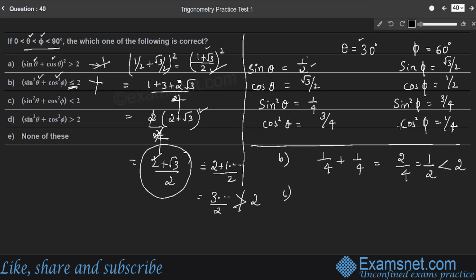Consider option C. Sin square theta plus cos square pi. Again the same: sin square theta is 1 by 4 plus cos square pi is 1 by 4, which is equal to 2 by 4 or 1 by 2, which is strictly less than 2. According to option C, sin square theta plus cos square pi is strictly less than 2, which is the correct answer. The fourth option is also not correct, since the relation greater than 2 does not hold. Therefore, option C is the right answer.